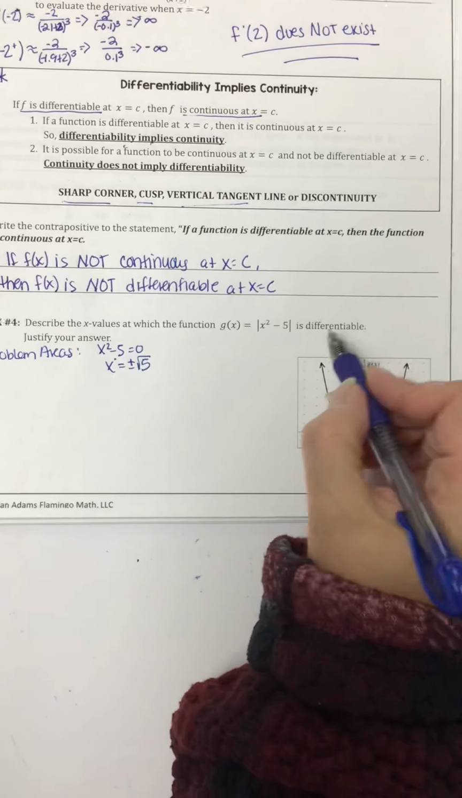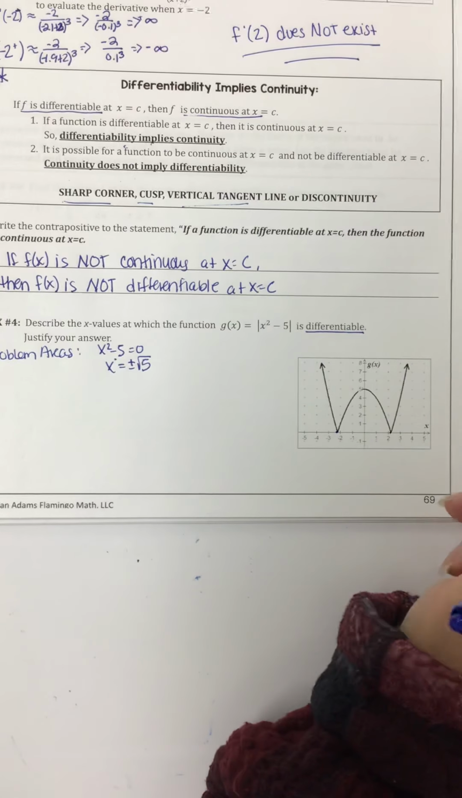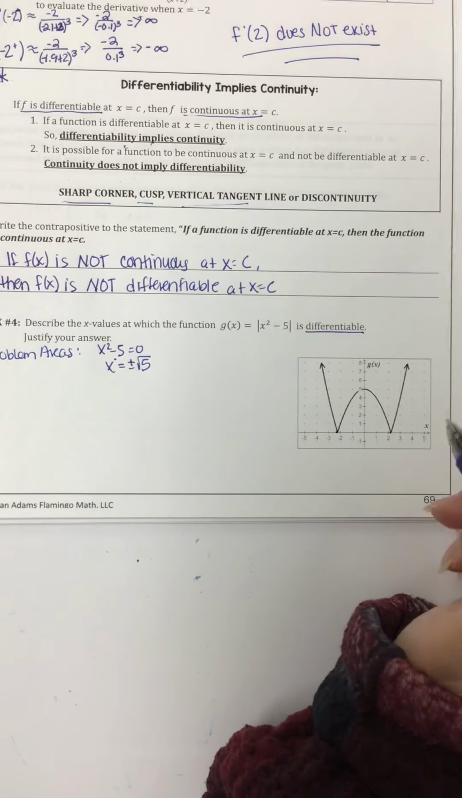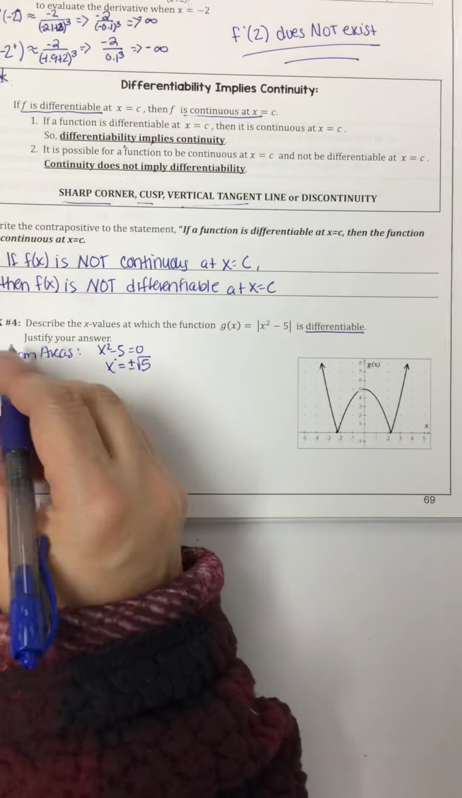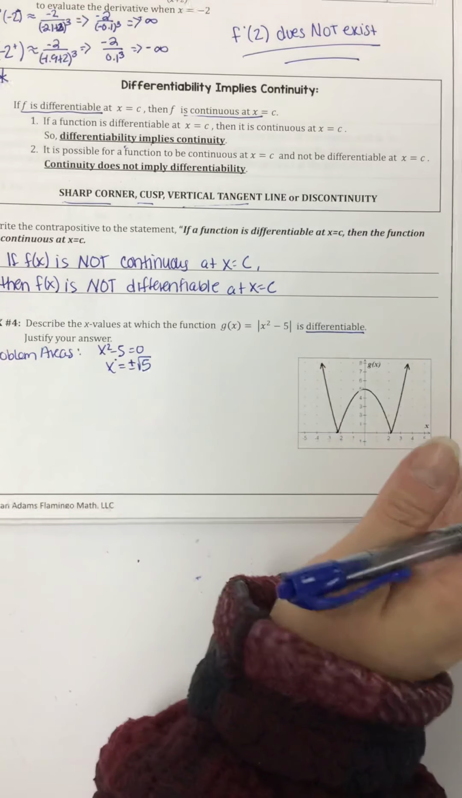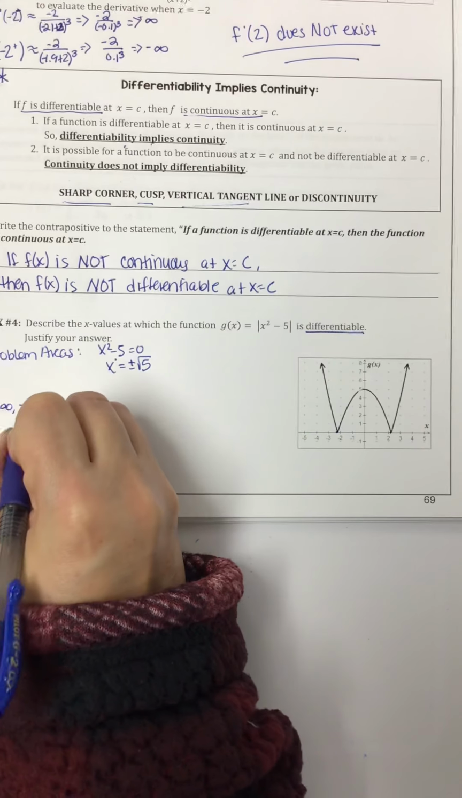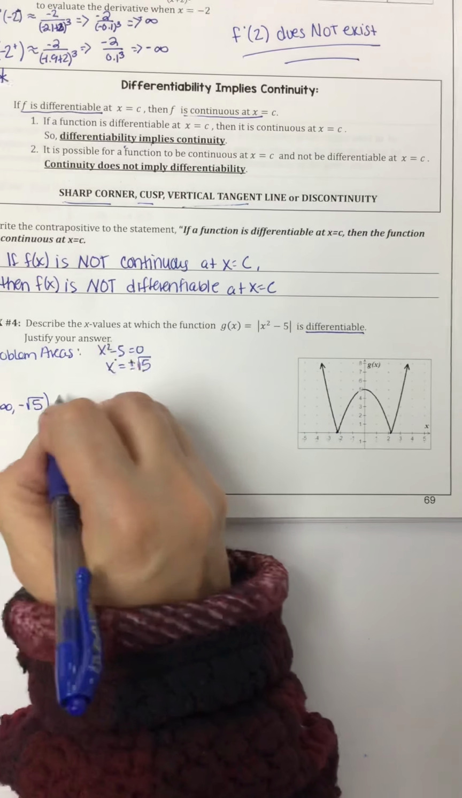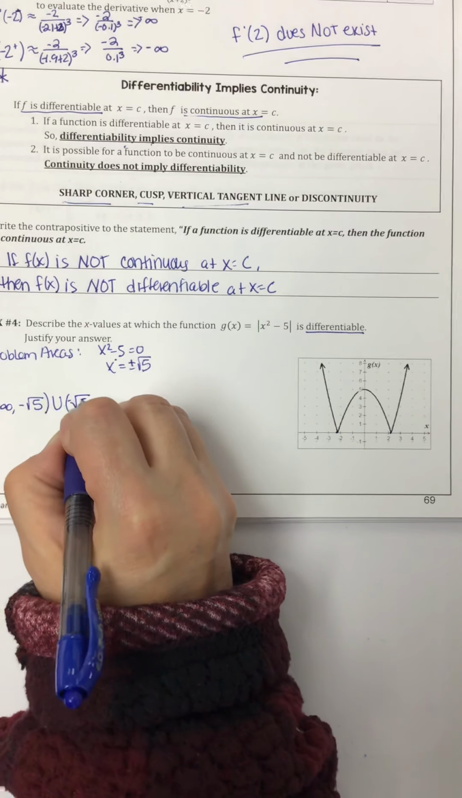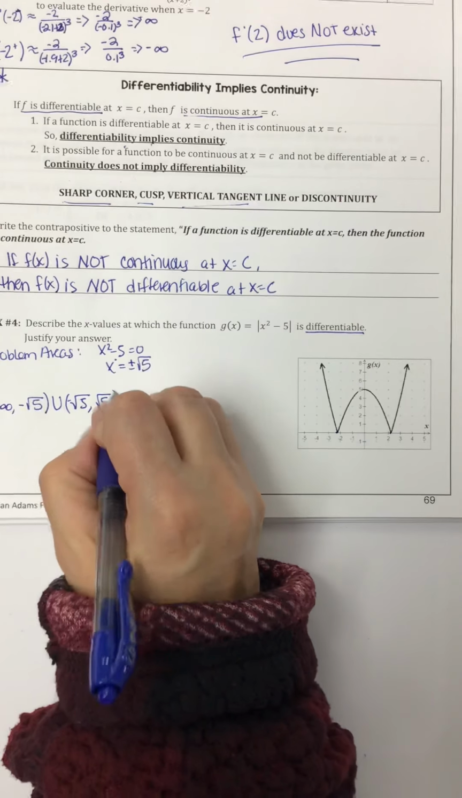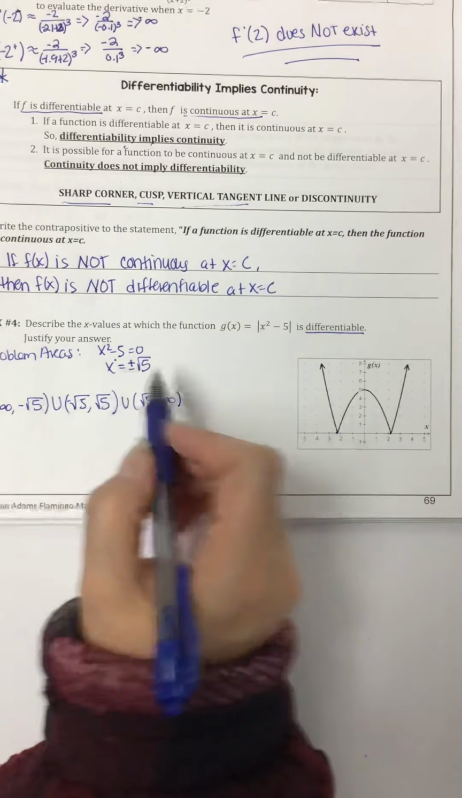So it wants to know where it's differentiable. Is it going to be differentiable at those sharp corners? No. You can think about your slope graphs, right? That's not going to work. So it's going to be differentiable everywhere else though, right? So it's going to be differentiable from negative infinity to negative square root of 5, from negative square root of 5 to positive square root of 5, and from positive square root of 5 to infinity, just not at those exact points.